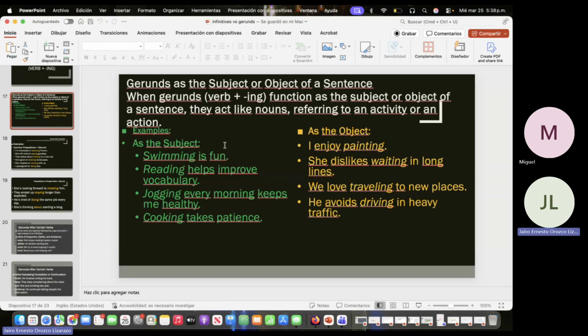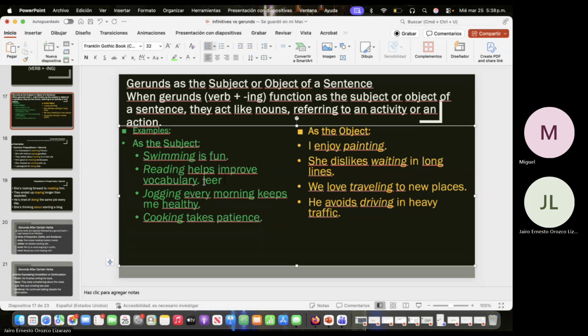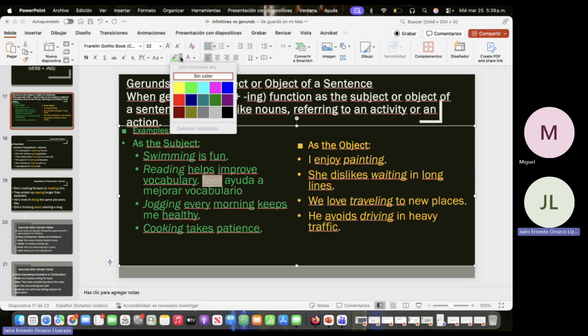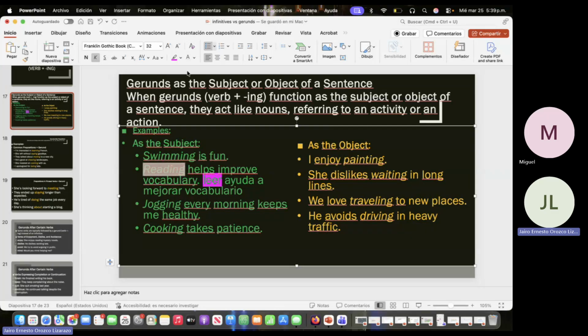So as the subject, again, reading helps improve vocabulary, that is, leer ayuda a mejorar vocabulary. Okay, so we are using leer, which is a verb, right? This is a verb, leer. We are using it as a subject. We are using gerunds, I'm sorry, gerundios or gerunds, okay?